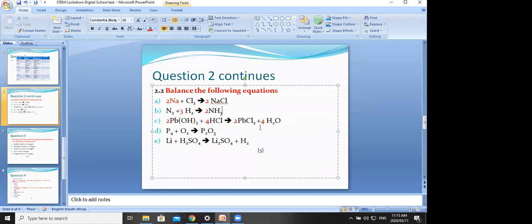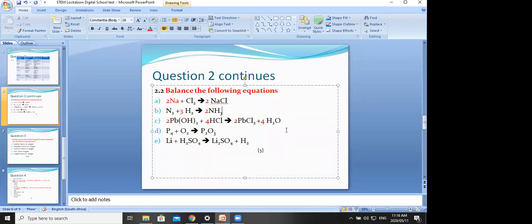Then let us calculate our oxygens. We've got 4 oxygens on the right. How many do we have on the left? We have 4 as well. 2 multiplied by subscript 2 here, and then we have 4 oxygens. Can you see that our equation is balanced now?